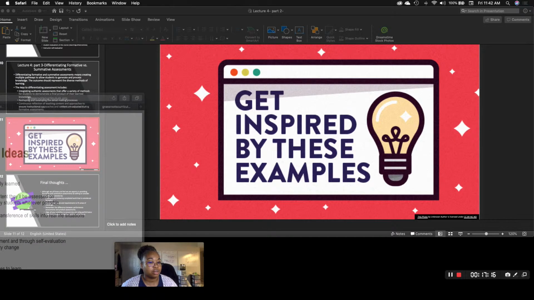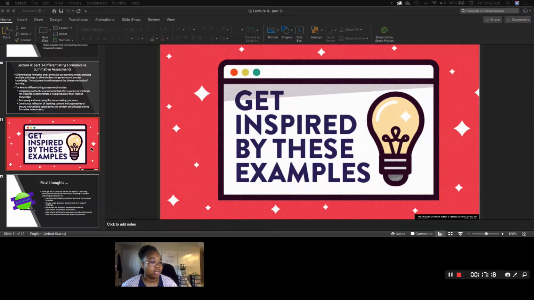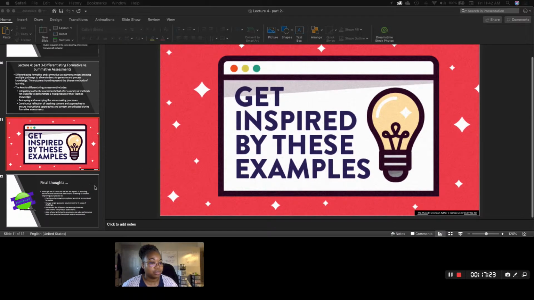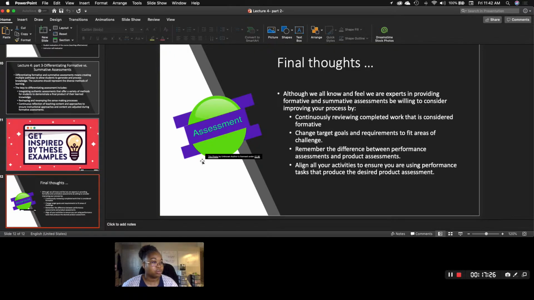I also have another one for K through 5 that I added into the actual module, so take a look at that for those of you who are K through 5 teachers. So last but not least, just to wrap it up, final thoughts: continuously reviewing completed work that is considered formative. These are some things that you should be doing throughout the formative and summative assessment. And remember, tracking the student's progress or the performance work that they're doing in between the formative and summative is imperative, because that's the only way you'll know what you need to change and or modify. So change target goals and requirements to fit areas of challenge.